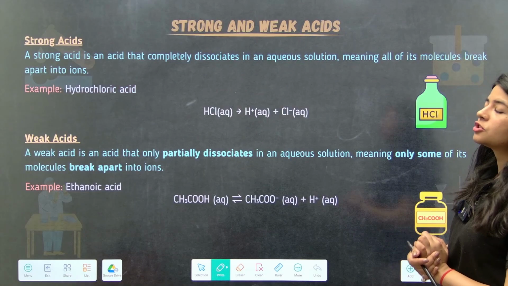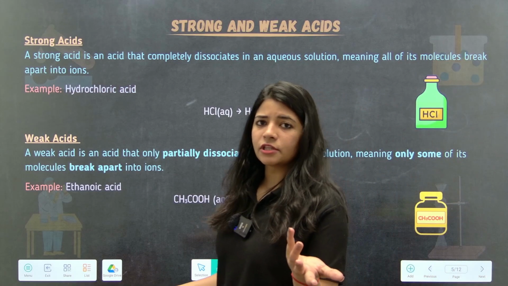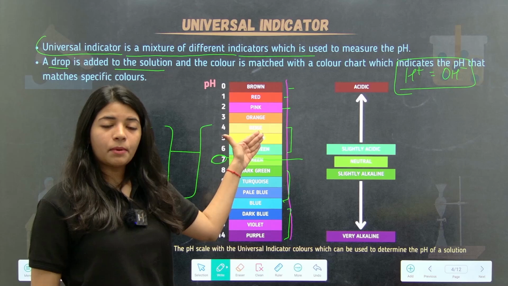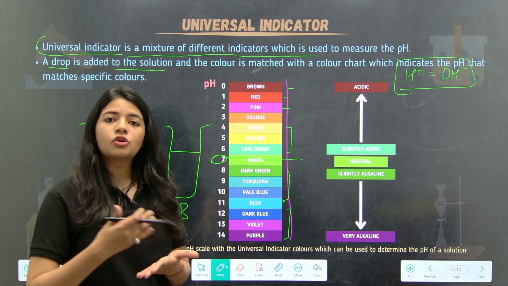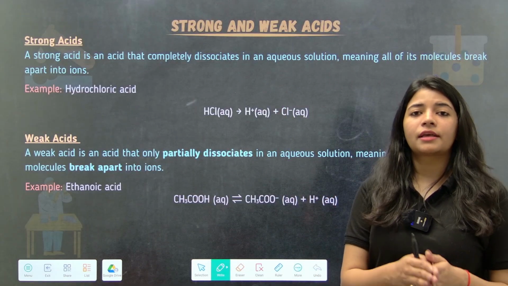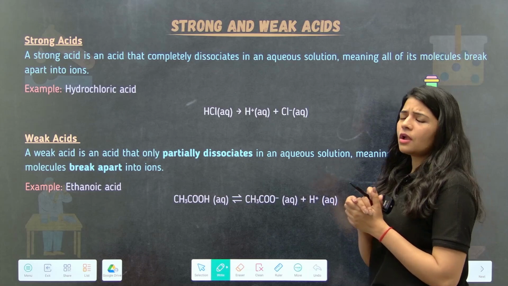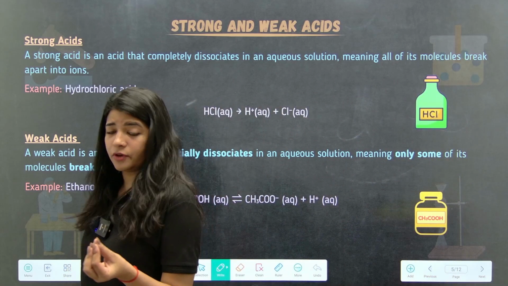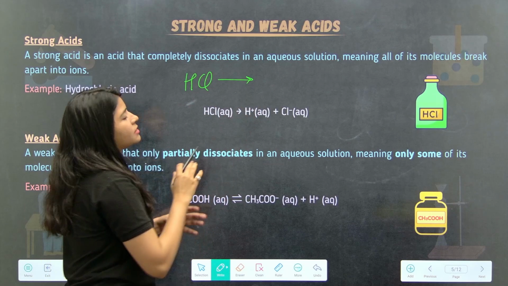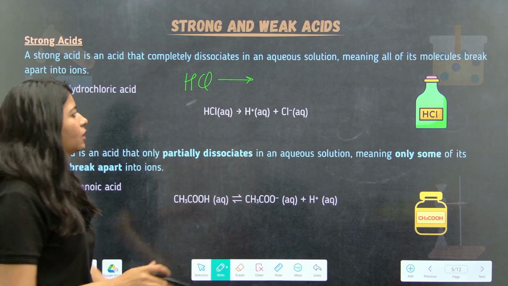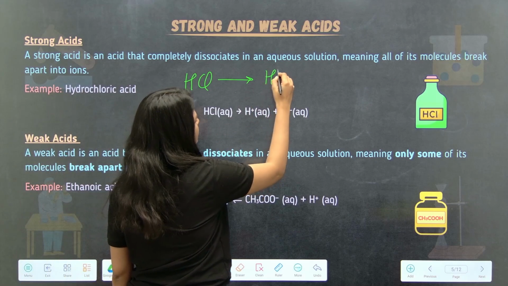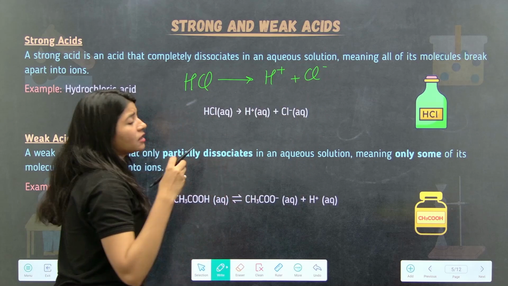Next, let's talk about strong and weak acid. Now we know the difference between acid and base. We know from the universal indicator that there are different colors which can help us tell if the acid is strong or weak, or the base is strong or weak. But what is the difference between strong acid and weak acid? So let's understand. For example, you have a strong acid which we already know, HCl, which is hydrochloric acid. When HCl dissociates completely into its ions, or I can say when HCl completely ionizes into its ions in aqueous state, then it is said to be a strong acid.